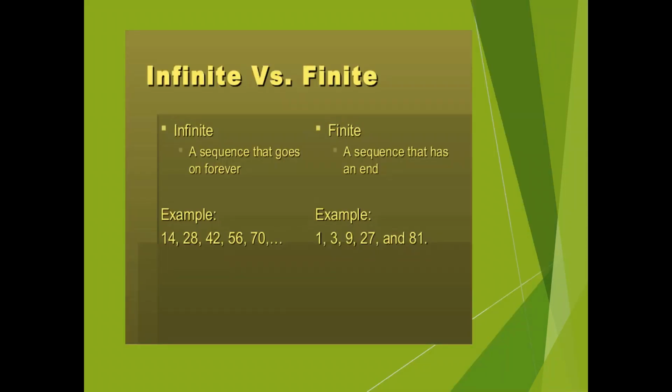Next, we categorize sequences as infinite sequences and finite sequences. What is an infinite sequence? A sequence that goes on forever. A sequence that has an end is said to be a finite sequence. Here is an example of an infinite sequence: 14, 28, 42, 56, 70, etc. And the finite sequence example gives the terms 1, 3, 9, 27 and 81.